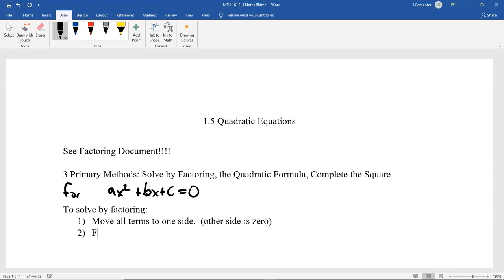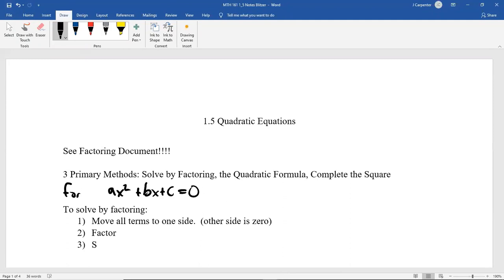Second step, factor. Now that one word, those 6 letters, is a giant loaded statement. Because factoring could mean one of the formulas: sum of squares, difference of cubes. I said sum of squares, I'm going to say difference of squares. Difference of squares, sum of cubes, or difference of cubes. Or it could be the shortcut method, or the AC method, or trial and error if that's what you prefer.